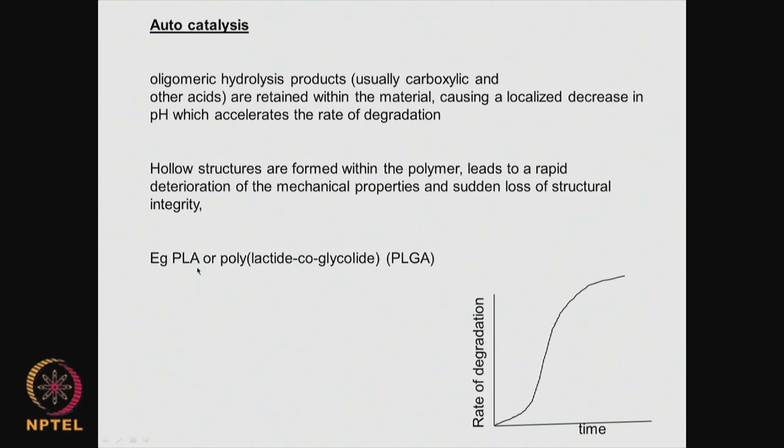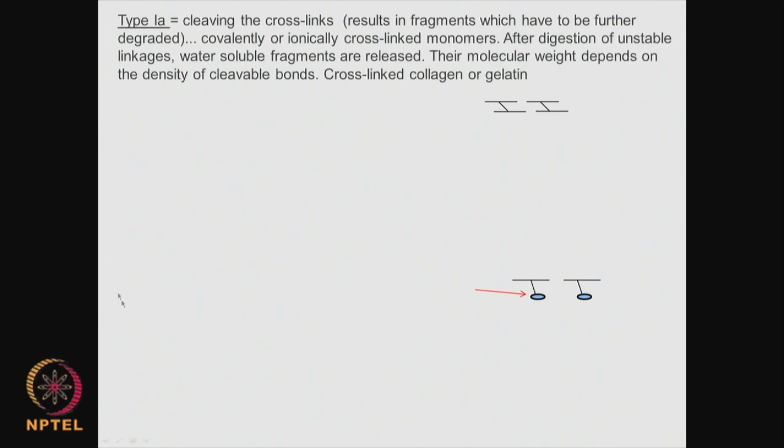Autocatalysis takes place because the acids that are produced in various places can enhance the degradation further and further. So, these are sites where degradation is going to be much faster, that is called autocatalysis based degradation. Okay. Now, we can have different types of degradation.